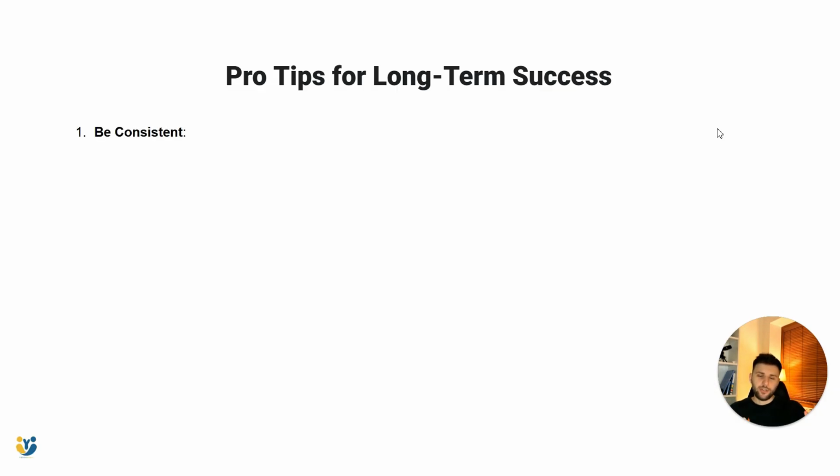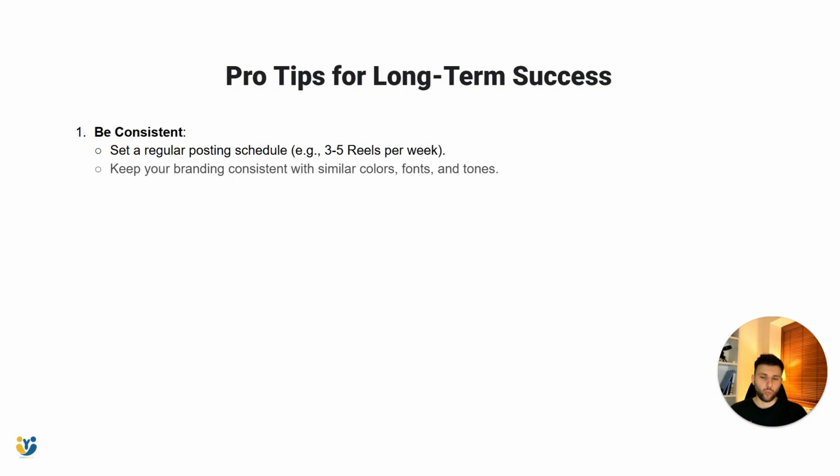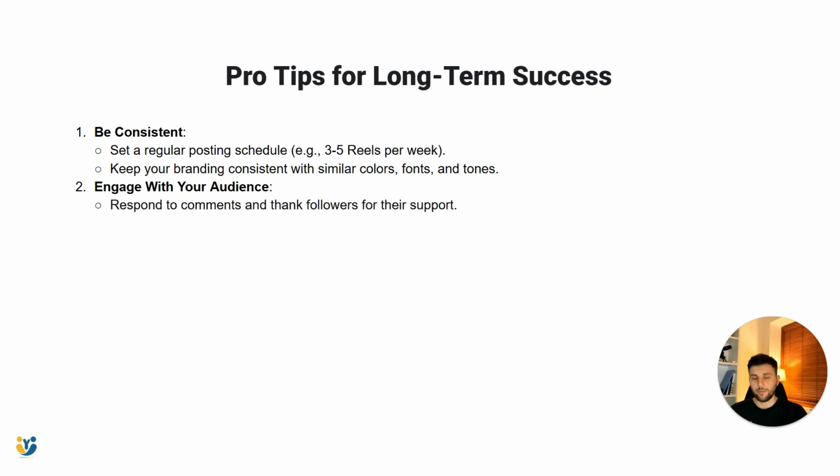Now, with that said, let me just give you some pro tips for long-term success. So first of all, everybody talks about consistency, but it's just true, right? Set a regular posting schedule, for example, 3 to 5 reels per week. Keep your branding consistent with similar colors, fonts, and tones. Then the next thing you want to do is engage with your audience, right? Make sure you respond to comments and thank followers for their support. You also want to create reels based on audience suggestions or feedback.